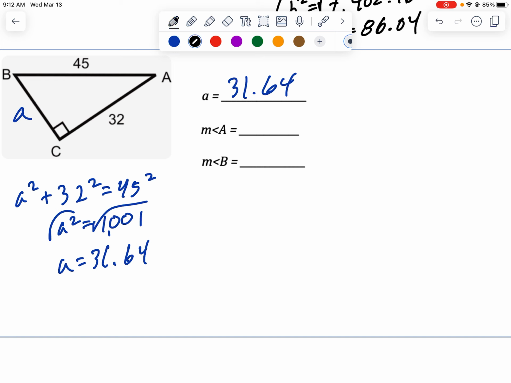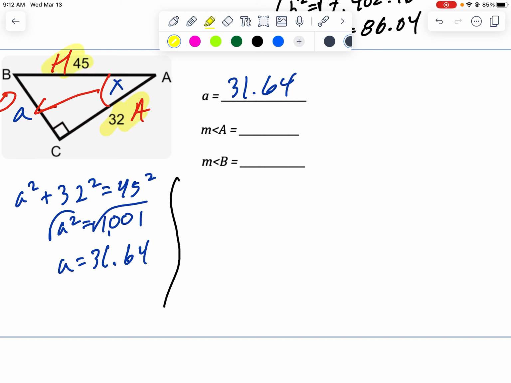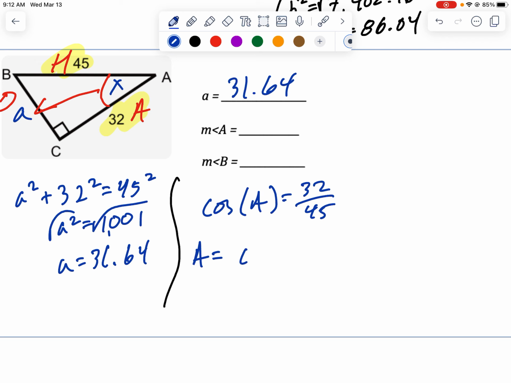Find the measure of angle A. I'm going to call that X. That means this is going to be my reference angle. This is my opposite, hypotenuse, and adjacent. I would use the sides that aren't decimals, so I'm going to use the 32 and the 45. Cosine of A equals 32 over 45. So A equals the cosine inverse of 32 over 45.